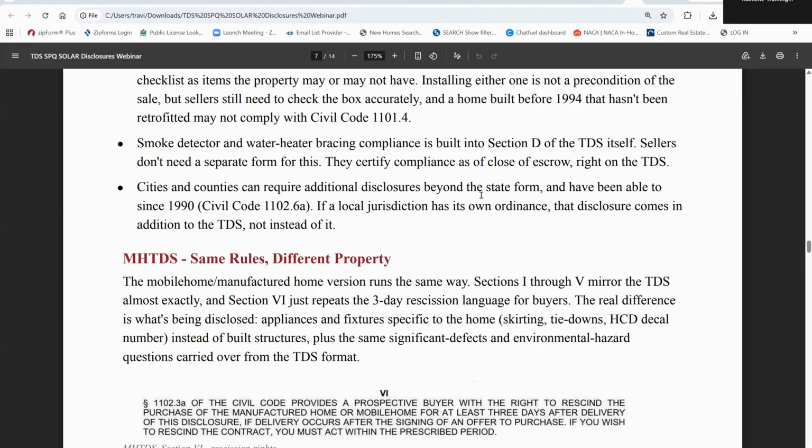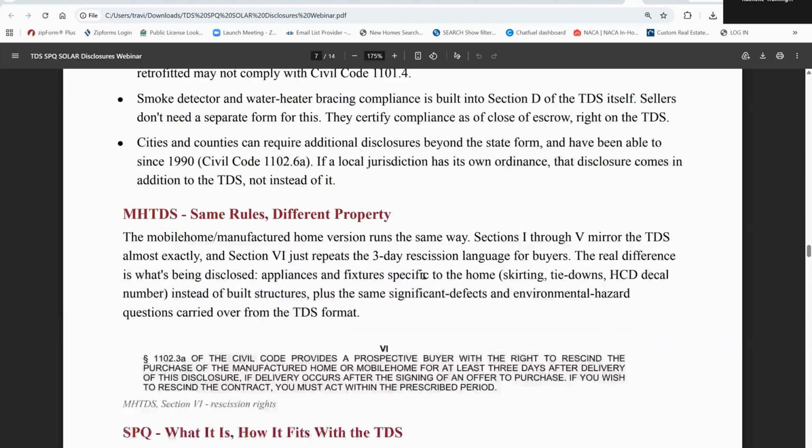Cities and counties can require additional disclosure beyond the state form and have been able to since 1990. If a local jurisdiction has its own ordinance, that disclosure comes in addition, not instead of the TDS. So it would be another form. So the TDS would still be a requirement.